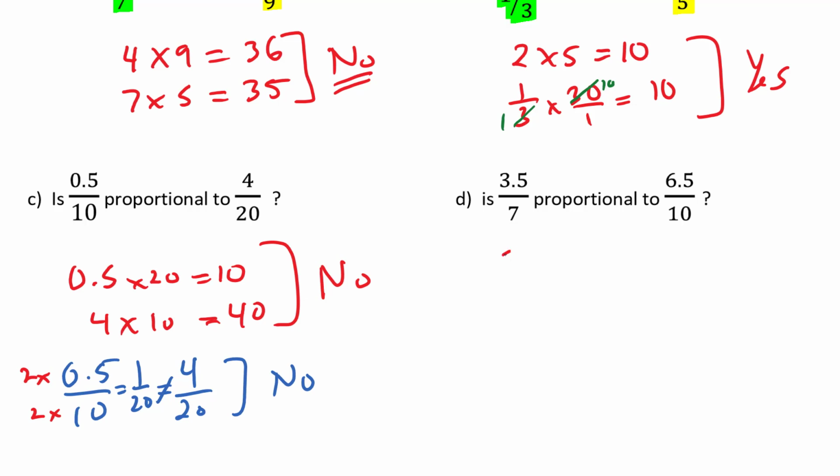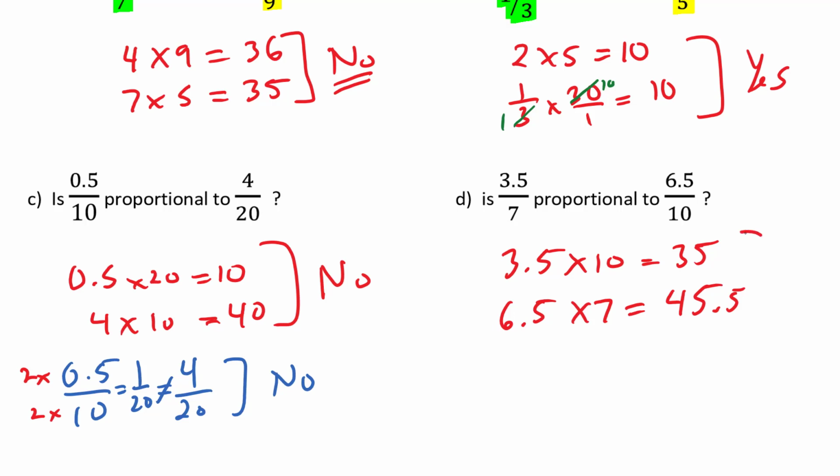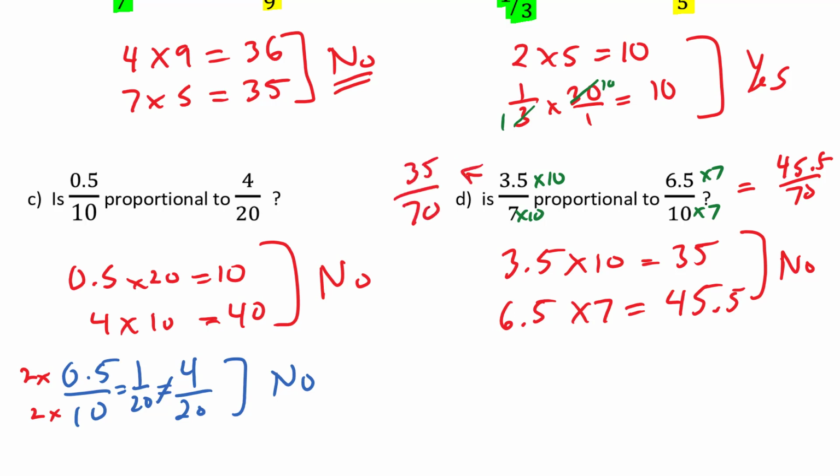Over here now, 3.5 times 10, 35. 6.5 times 7, 45.5. Therefore, no, they are not equivalent. Here we can get them so they are the same denominator, times 7 times 7, times 10 times 10. And here we will get 45.5 over 70, and here we will get 35 over 70. You can see that's where those numbers come from in the end. These values here, they're the numerators here. They are not equivalent fractions. Therefore, they are not proportional.